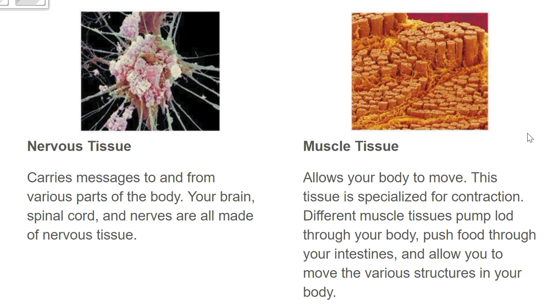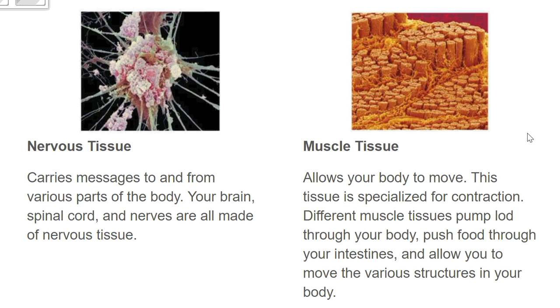Next, we have nervous tissue. Nervous tissue carries messages to and from various parts of the body. So your brain, your spinal cord, and your nerves are all made of nervous tissue. These are the things that tell you that you're touching something, that something's touching you, whether something's hot or cold. It helps tell your different limbs to move. That is the role of nervous tissue.